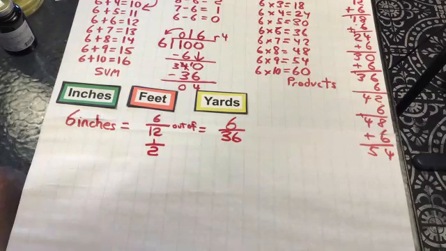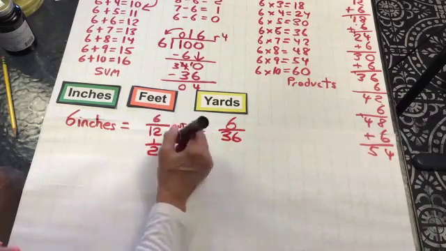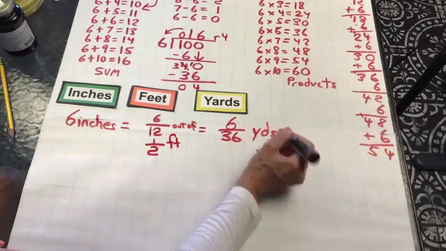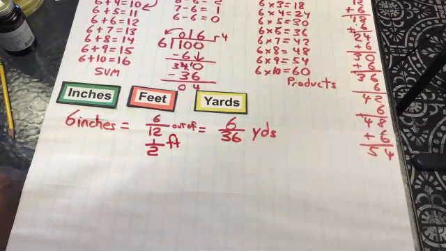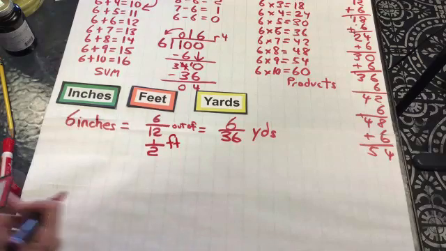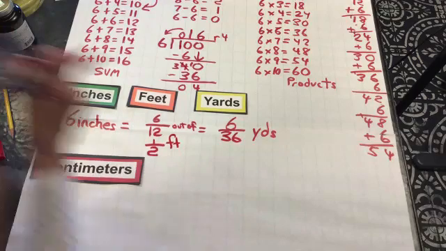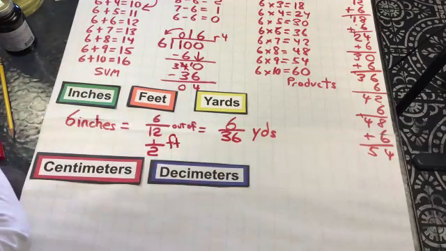All right, let's go into, oh, I'm sorry. I should have said this is feet and this is yards. So 6/36 of a yard, 6/12 of a foot, half of a foot, or 6 inches. All right, those are all the same. Let's do centimeters, decimeters, and meters.